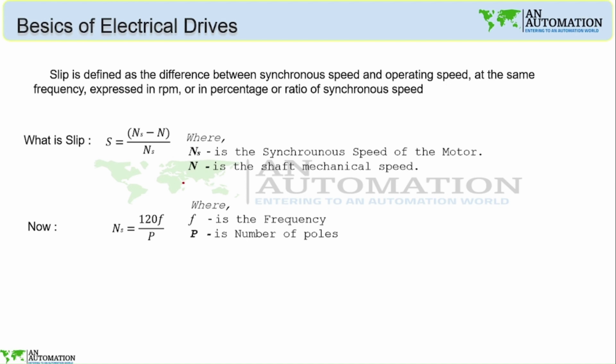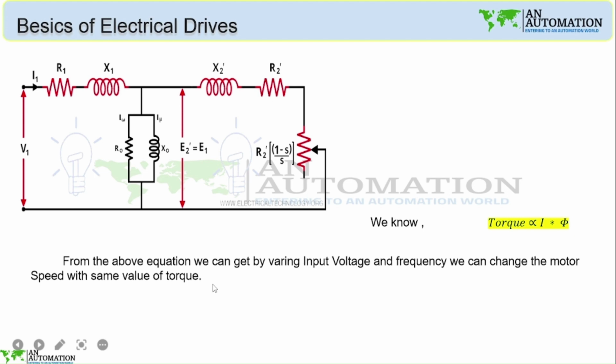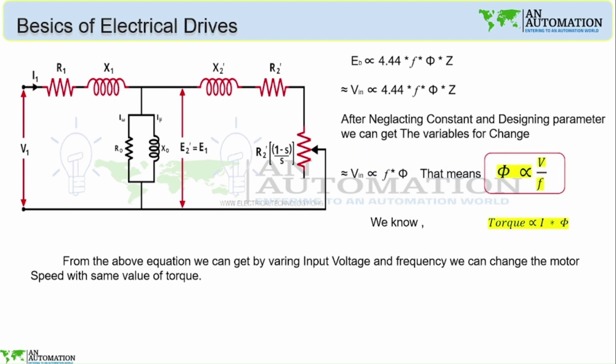What is the problem? The problem is the phi. Look at the next slide. Phi is directly proportional to V, or inversely proportional to the frequency. If you directly change the frequency, the phi value will definitely change. So in that manner we will have to keep phi constant. We can get that from another formula, the equivalent circuit.